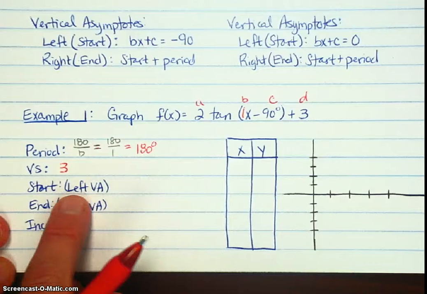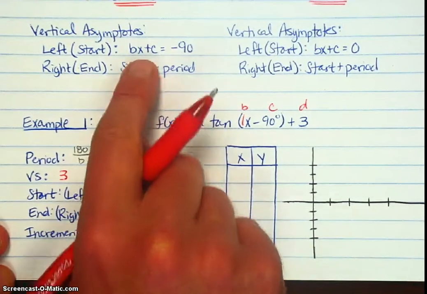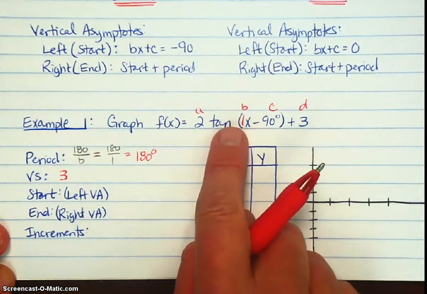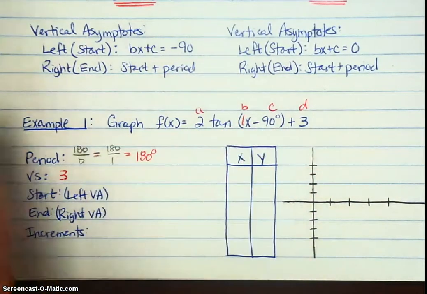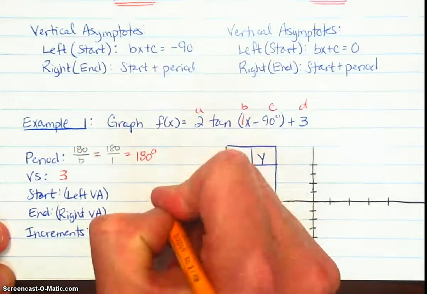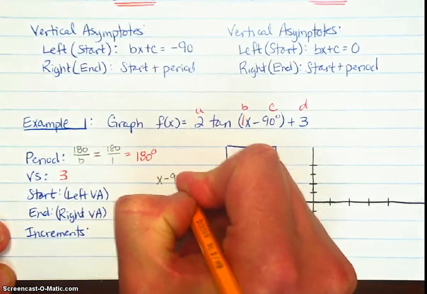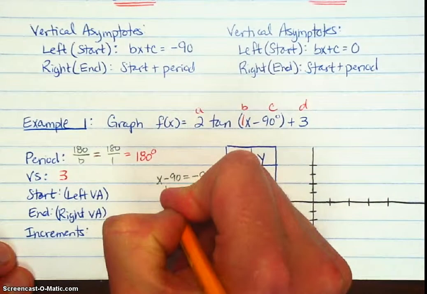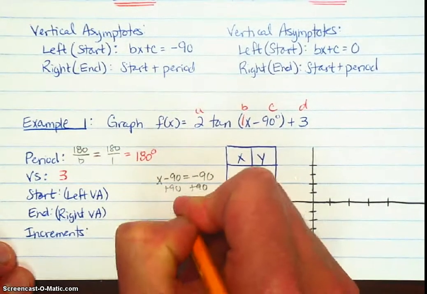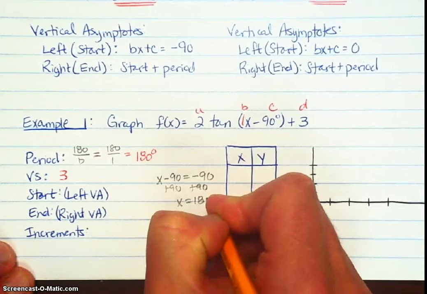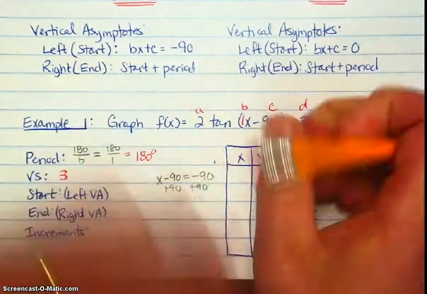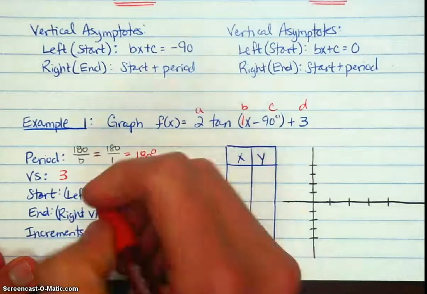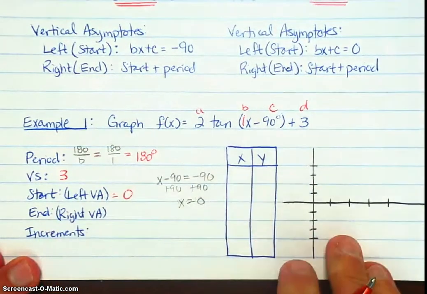To find the start, the left-hand vertical asymptote, if you look back up here, remember we're going to take bx plus c equals -90. So whatever's in parentheses here after the tangent, which is x minus 90, I'm going to take that and I'm going to set that equal to negative 90. And so when I solve this, we add 90, so I'll get x equals, not 180, I was about to write the wrong answer there. We get x equals 0. So my left-hand vertical asymptote is 0.